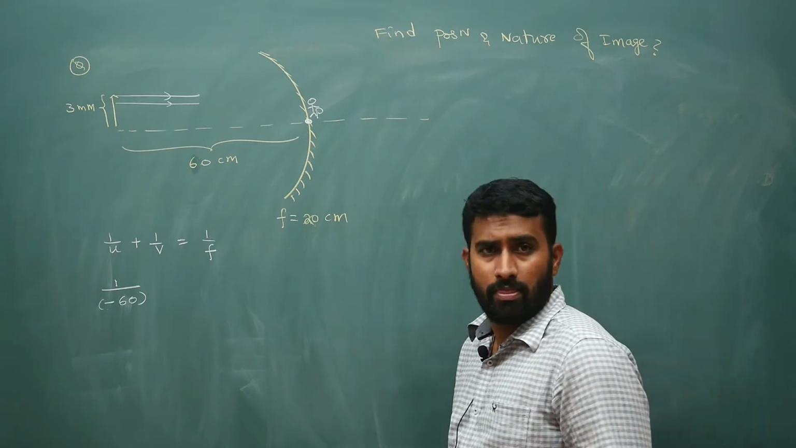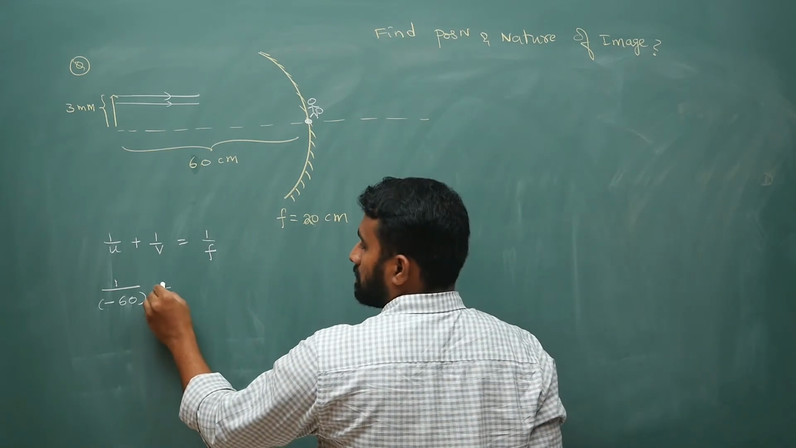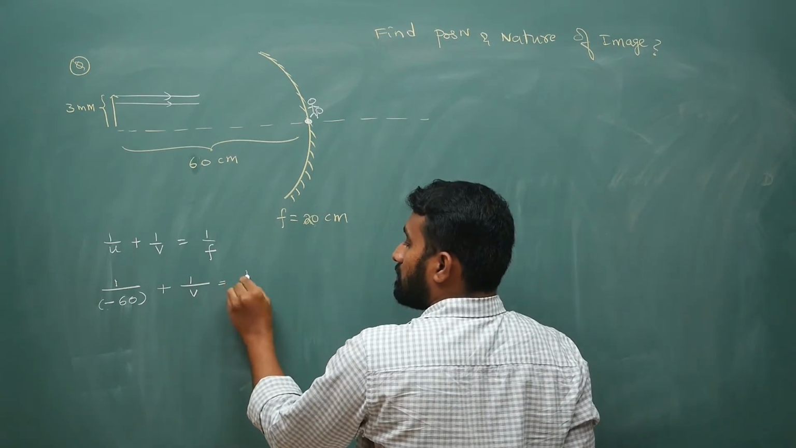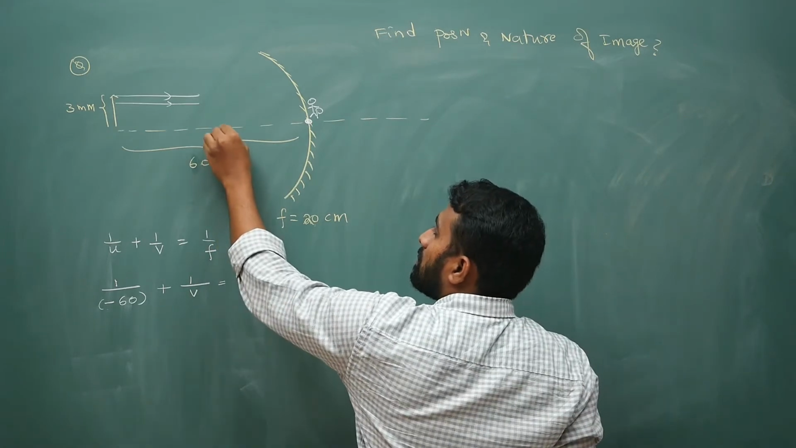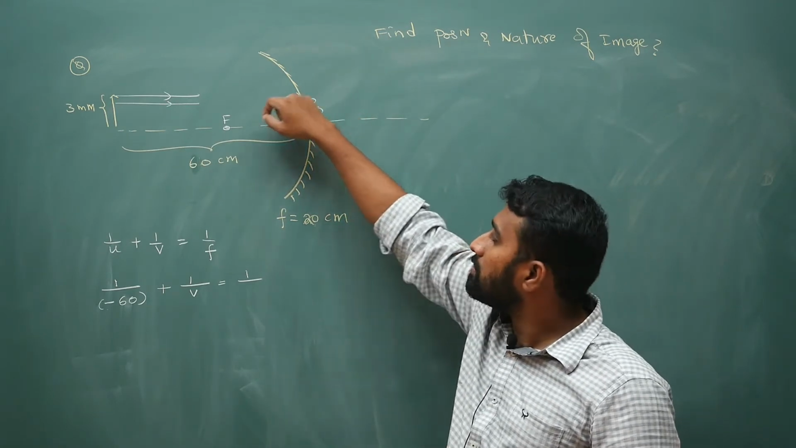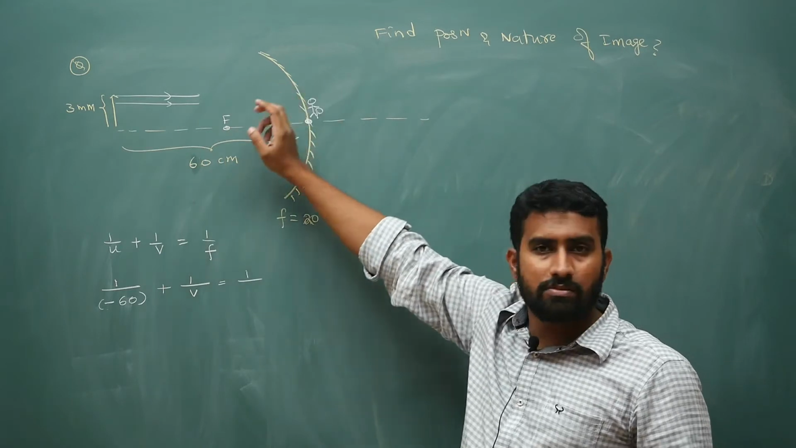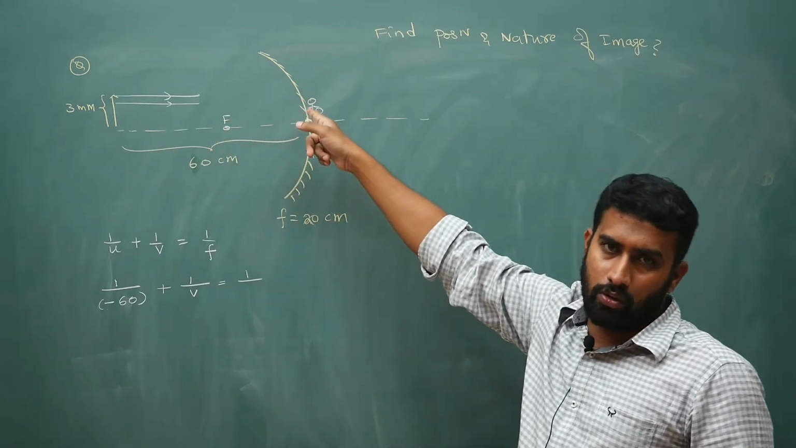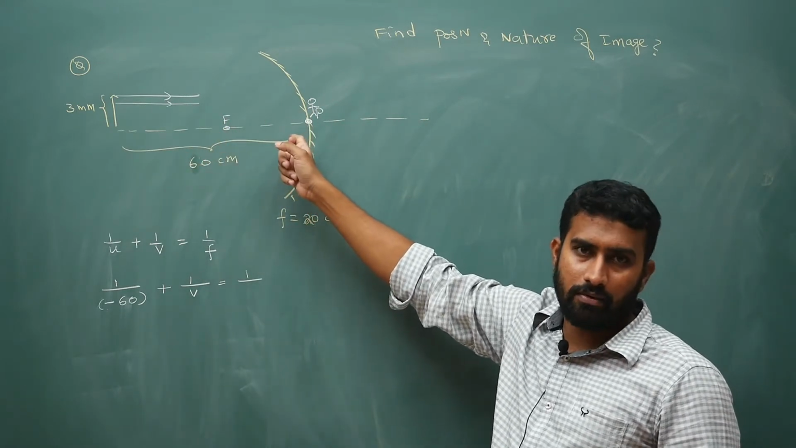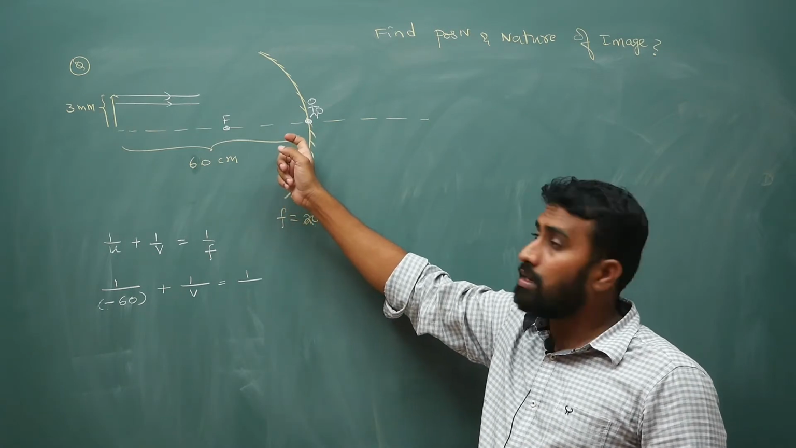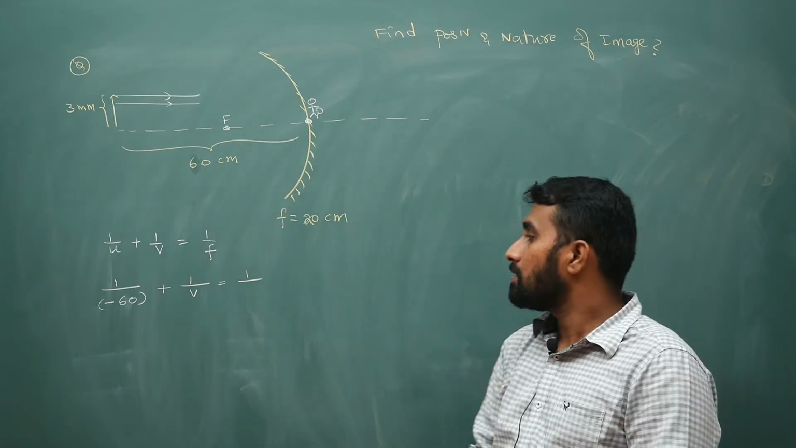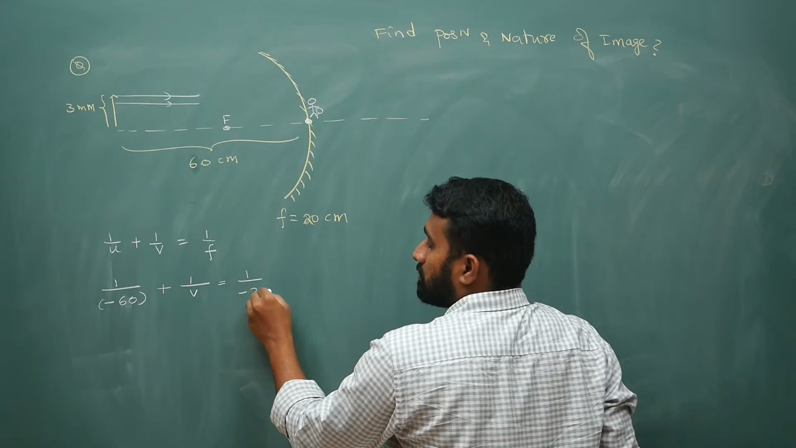So now 1 by minus 60 plus 1 by v is equal to 1 by f. Where is your focus? Here you have your focus. To go to the focus from this point, you are going against the incident ray. Your focus is the midpoint of the center and the pole. If it is in between, this mirror is a concave mirror. So for this concave mirror, your f is negative, because you are going against the incident ray. That is why I will substitute minus 20.